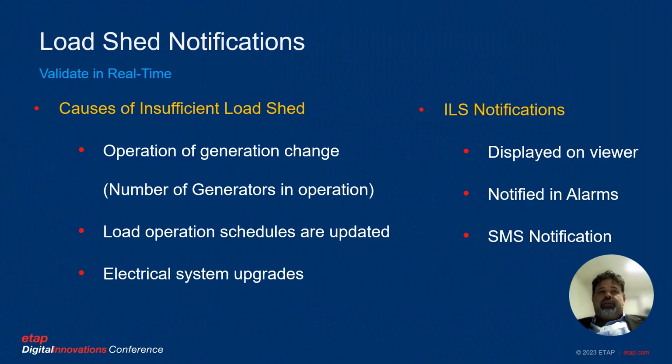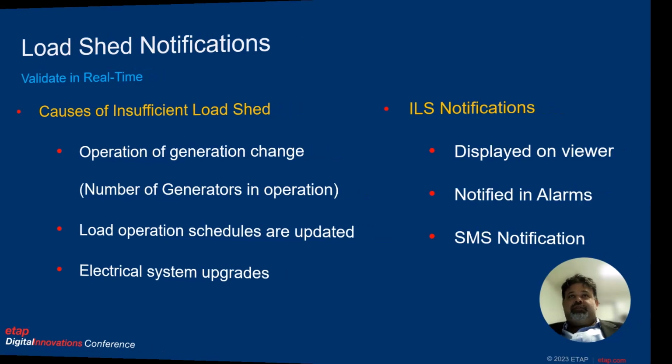One more feature to look at is the load shed notifications. The ILS system actually monitors the conditions in the network. In addition to the standard alarming, it also looks at the available load shedding and the required load shedding, and if the available load shedding is not enough to cover that required load shedding, notifications are created. The notifications are either displayed on viewers, notified in the alarm system, as well as notified through SMS.